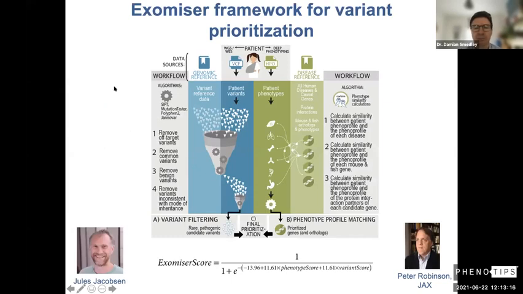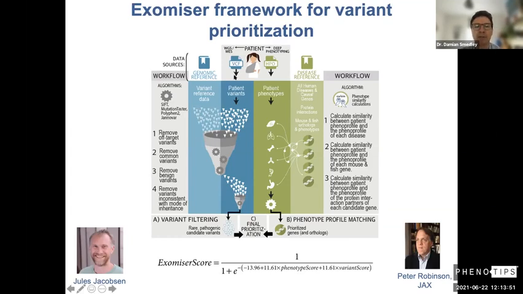Okay, so Exomizer, just to give some of the history. Back when I was first working on the IMPC and developing these semantic similarity algorithms, we started to collaborate with people doing whole exome sequencing who had a bunch of variants and candidates, and they wanted to use phenotype similarity to triage them. So eventually Peter Robinson, who's based at the Jackson Laboratory, and myself coded up the first version of Exomizer to automate this. And now Jules, who's a Java developer in my team, has really turned this into a robust, reusable open source framework.